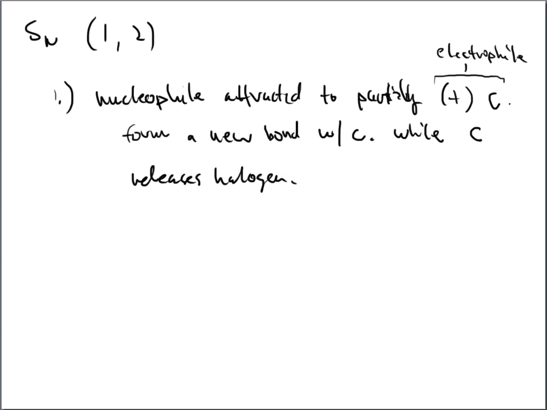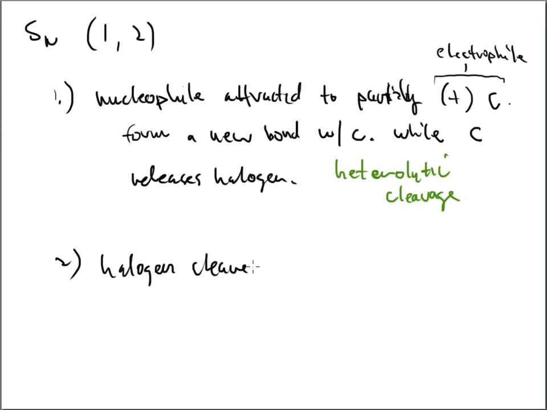So we have a special term for this. This whole forming a new bond and ending the other bond. We'll talk about details a little bit later, but this is going to be called a heterolytic cleavage. All right, so there's option number one. Option number two, a little bit more sciencey. The halogen cleaves from the carbon.